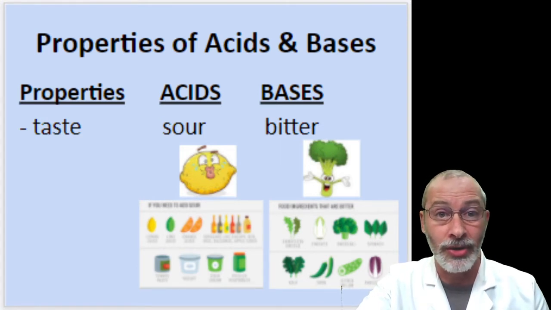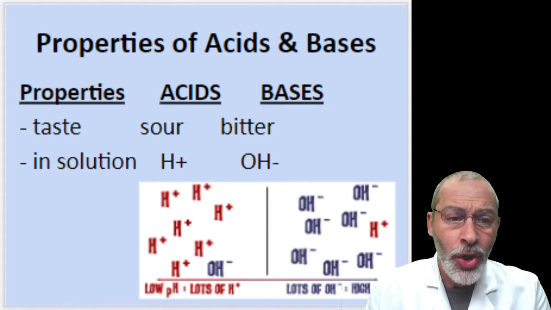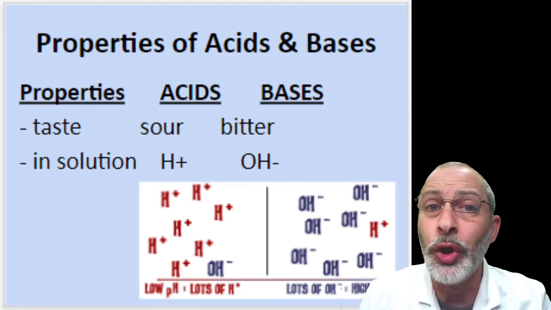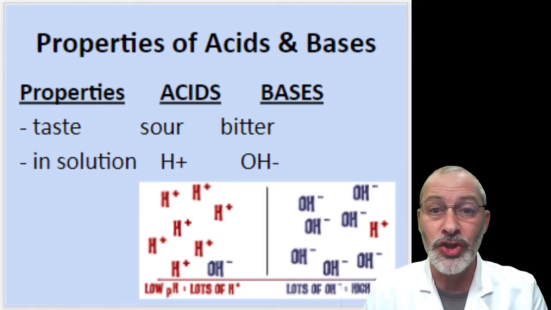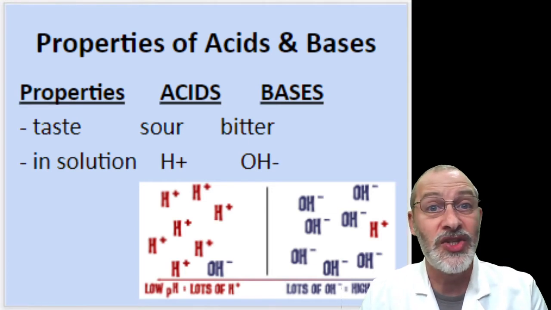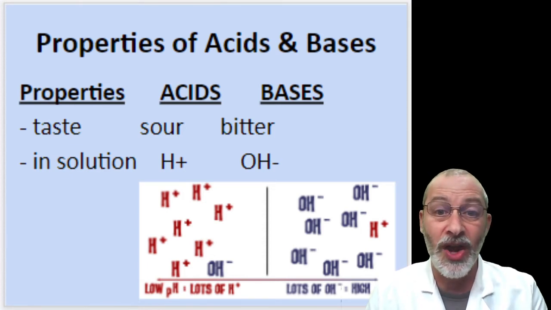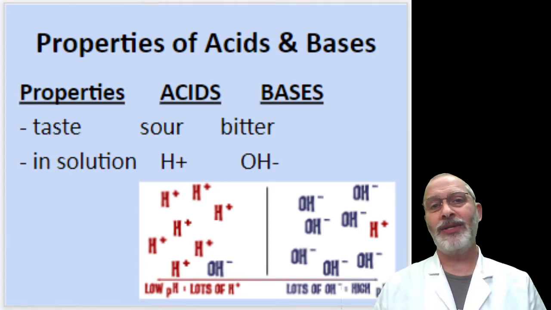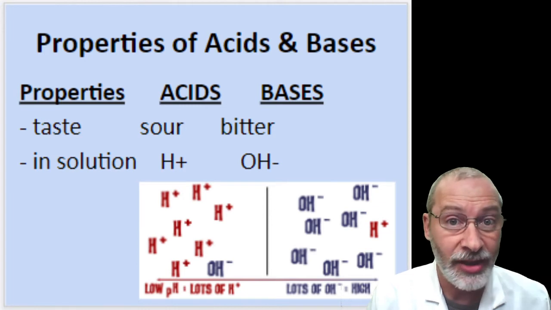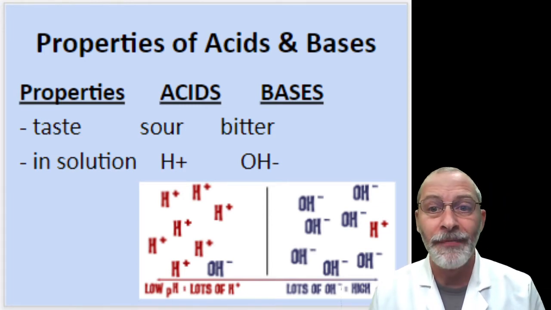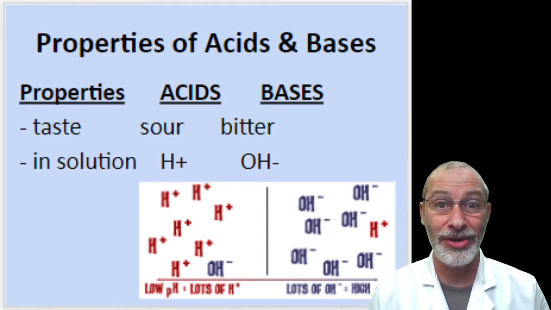The next property is what happens to acids and bases when they are put into solution. There's a vocab word from many weeks ago. You know that a solution involves a solute and a solvent. Well, the solute would be the acid or the base, and the solvent would be water. So if you put an acid or a base in water, it produces something in that solution. And what they produce are ions. Remember learning about ions earlier this unit.